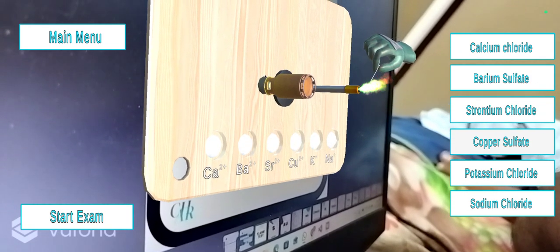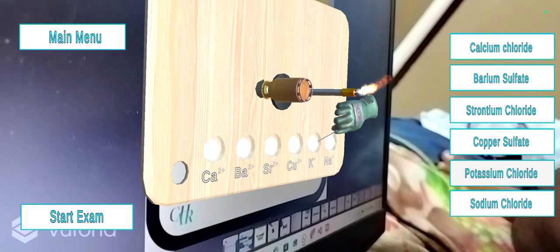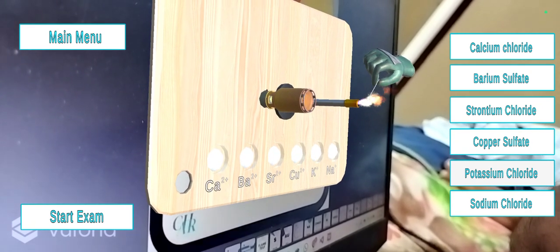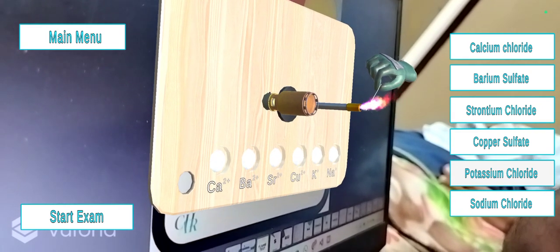Now we'll move to potassium chloride. Potassium chloride gives a lilac, some purple kind of thing. See, you can observe the change.